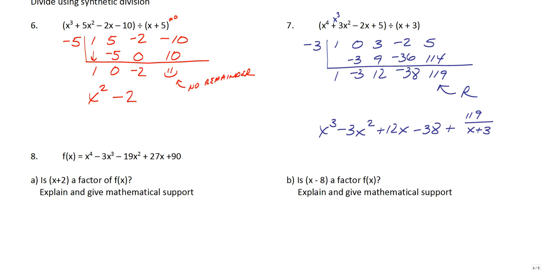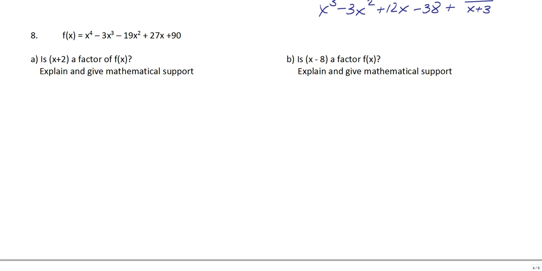Okay? So let's take that to a more important level. Is x plus 2 a factor of this given term? And also, is x minus 8 a factor? I'm going to discuss 2 different ways to do that problem. The first way I will discuss is using synthetic division, of course. We just got done with it. So x plus 2 would give us a negative 2. Our coefficients would be 1, negative 3, negative 19, 27, and 90.